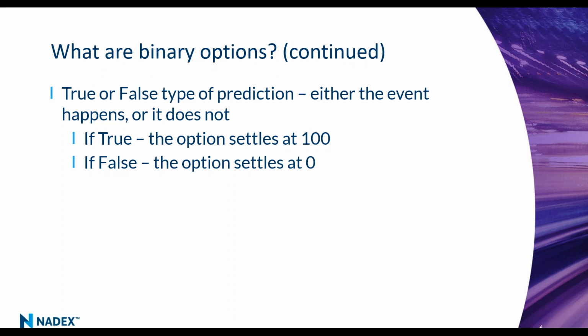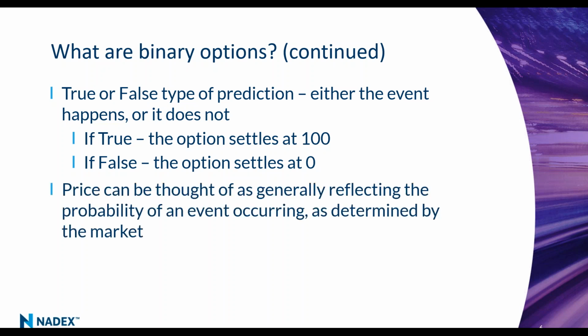So if you make a prediction and it is true, if the binary option is true, it goes to 100. If the binary option is false, so the prediction does not happen, it will settle at 0. So again, that's that binary nature of binary options. It's either true and it goes to 100, or it's false and it goes to 0. And interestingly enough, each one of our binary options is worth $100. So they'll either settle at $100 or $0. So that makes it pretty easy there as well.